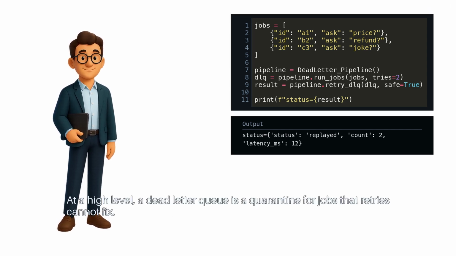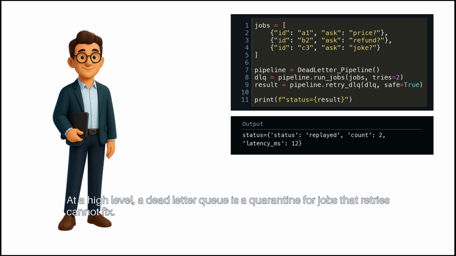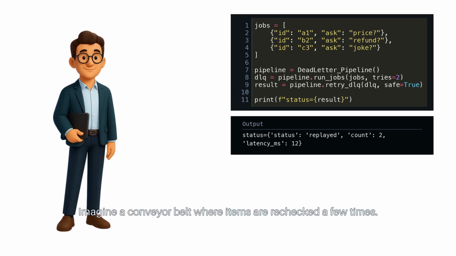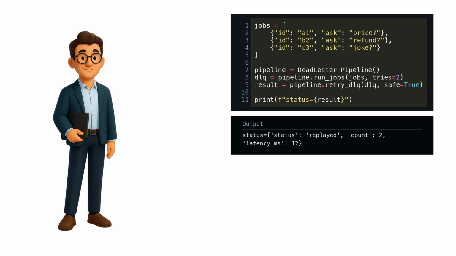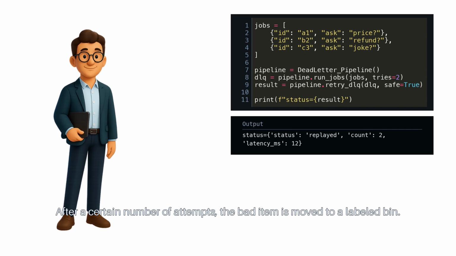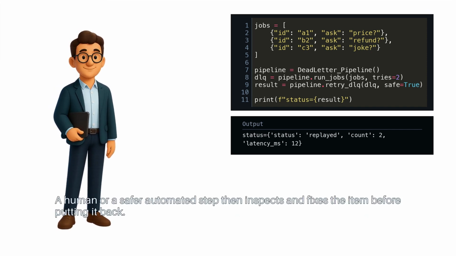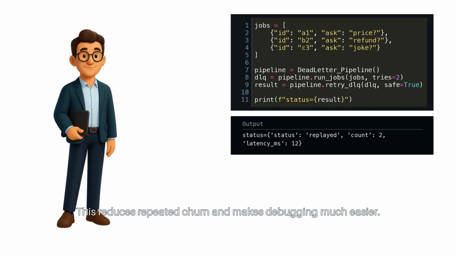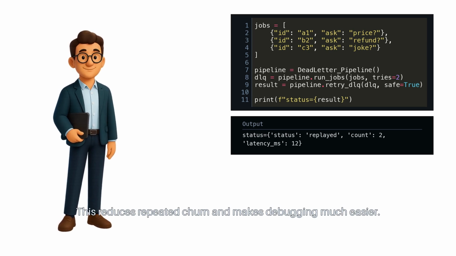At a high level, a dead letter queue is a quarantine for jobs that retries cannot fix. Imagine a conveyor belt where items are rechecked a few times. After a certain number of attempts, the bad item is moved to a labeled bin. A human or a safer automated step then inspects and fixes the item before putting it back. This reduces repeated churn and makes debugging much easier.